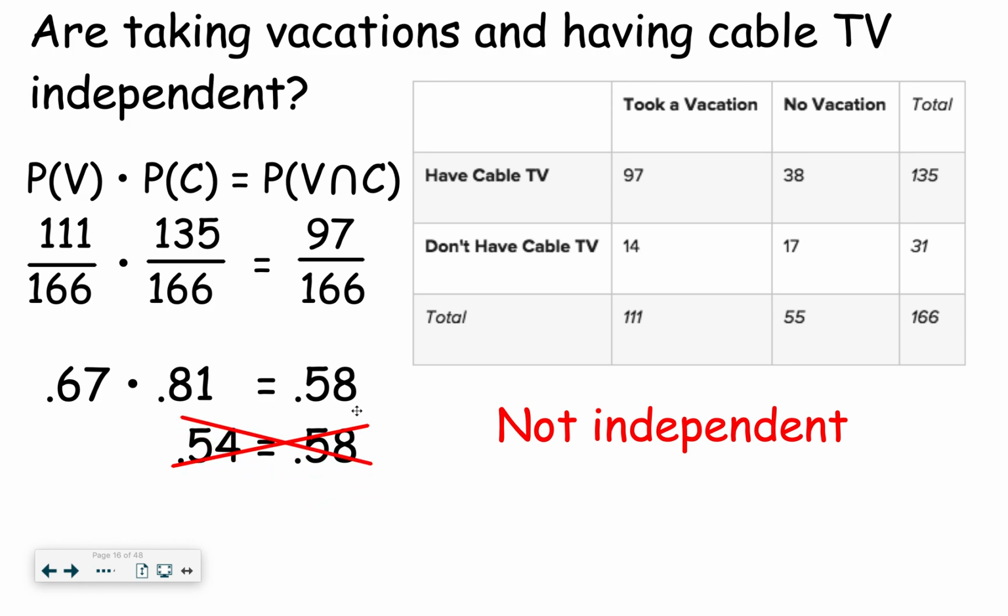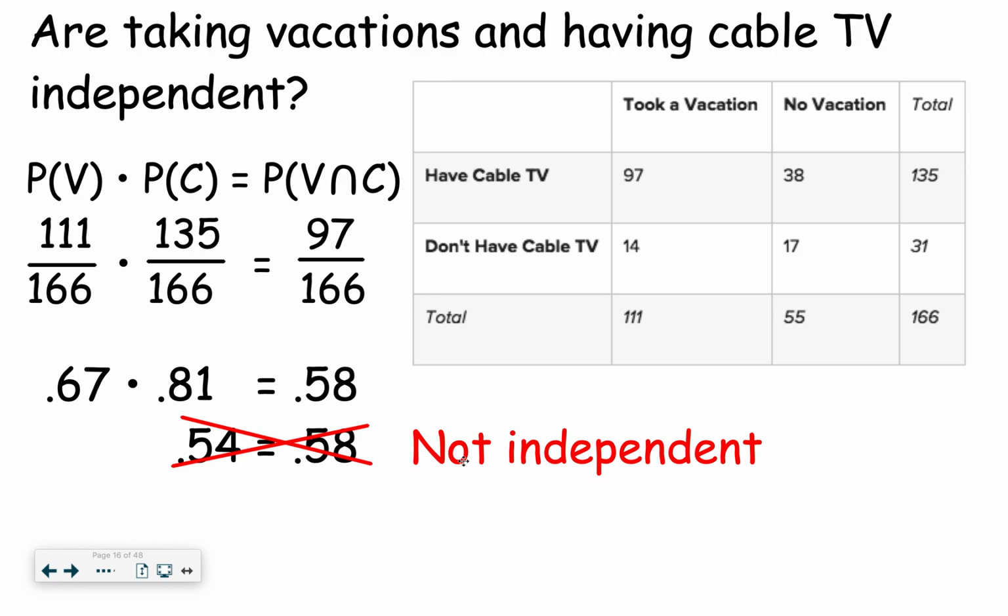And then 97 over 166 is 0.58. So they aren't equal and probably not close enough. So I would say that those two events, taking a vacation and having cable television, are not independent.